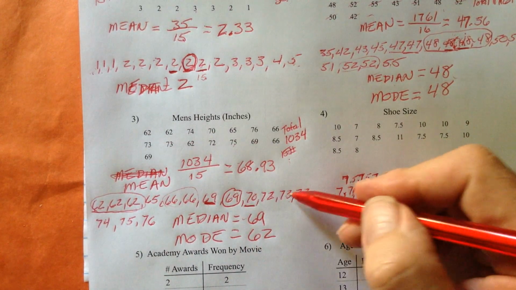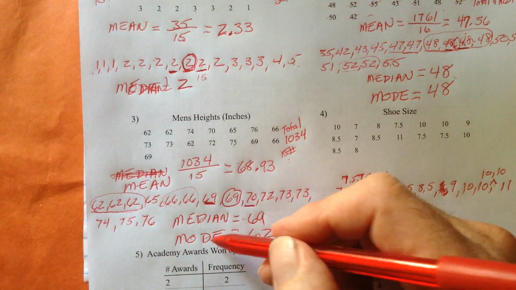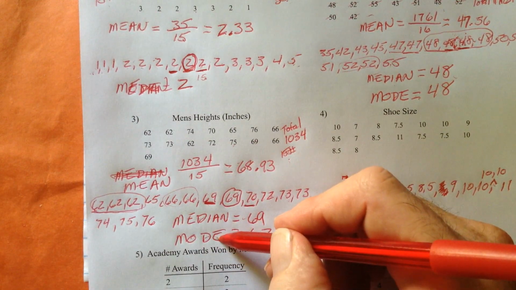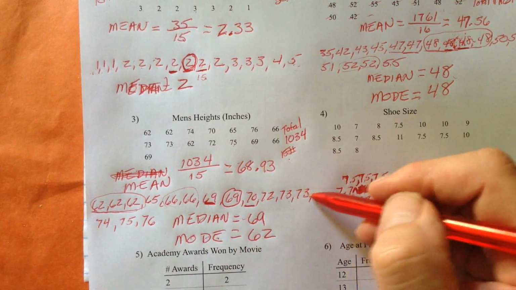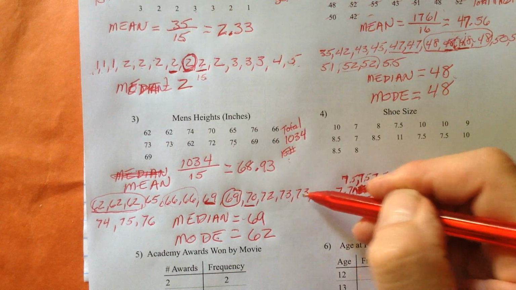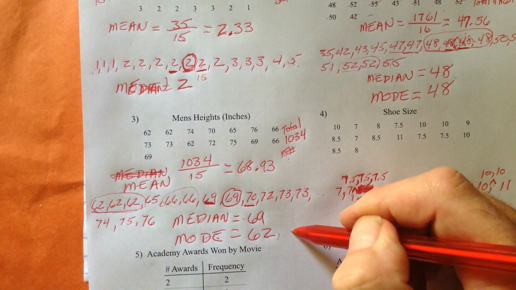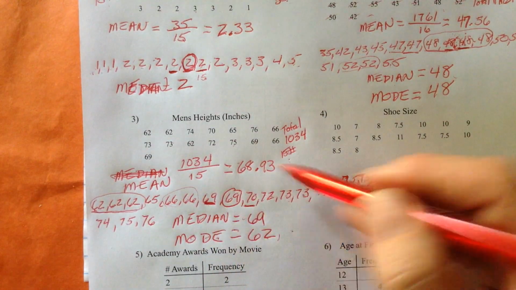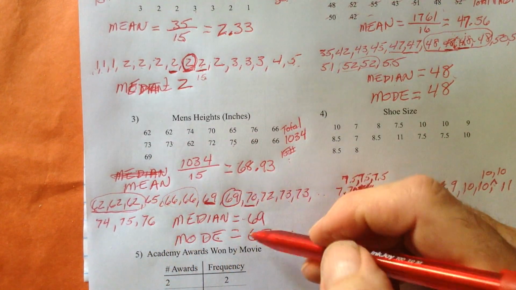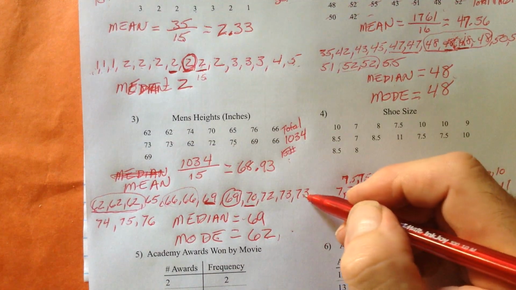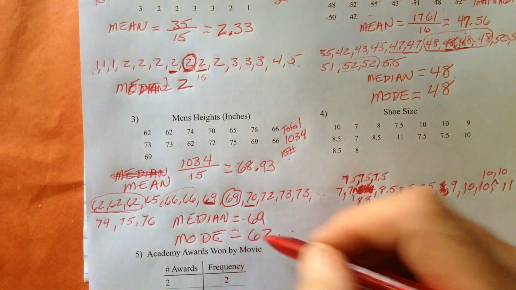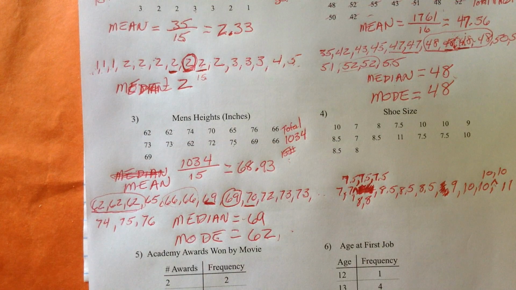Now, if I had 3 73s, could I have 2 numbers as the mode? Absolutely. If I had 73, 73, and another 73, well then the mode would be 62 and 73. But that's not true in this one. I just have 3 of the 62s and only 2 of the 73s. So the mode would only be 62.